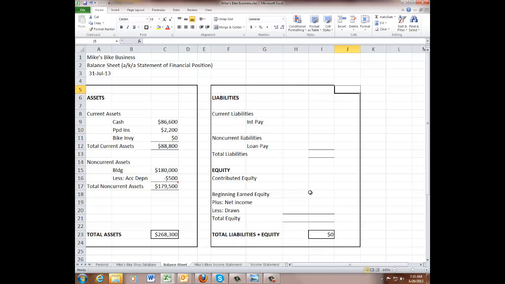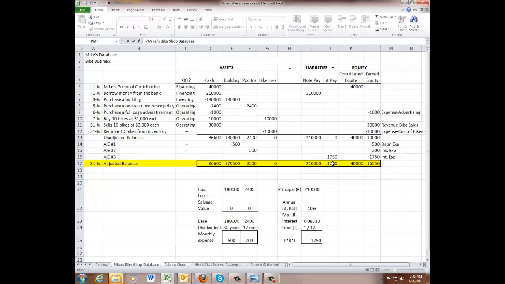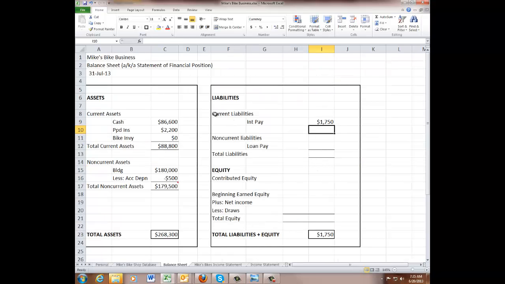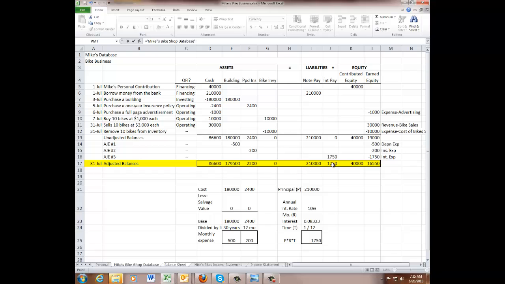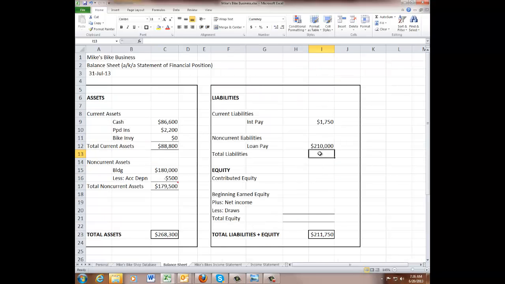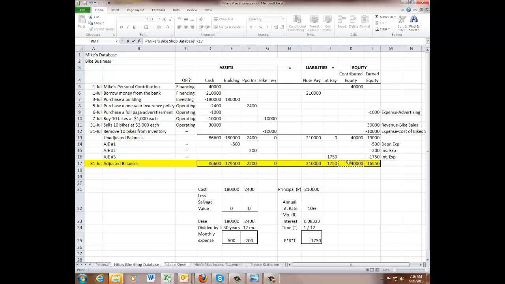So the current liabilities here, the interest payable, let's go back to the database, and the interest payable is $1,750. That's a current liability because we owe the bank that within a year. And the loan payable is equal to the amount right there. So the sum of our two liabilities, actually, we need to make sure we get all of those numbers right there. So of the $268,000 that Mike owns, he owes $211,000. Mike's contributed equity is equal to his ending balance and the amount he's contributed right there.